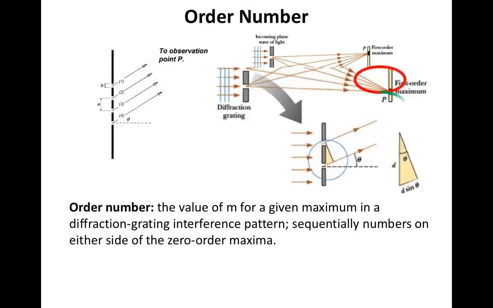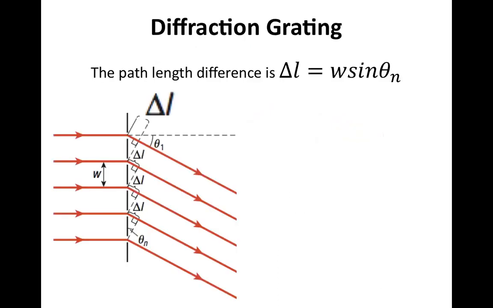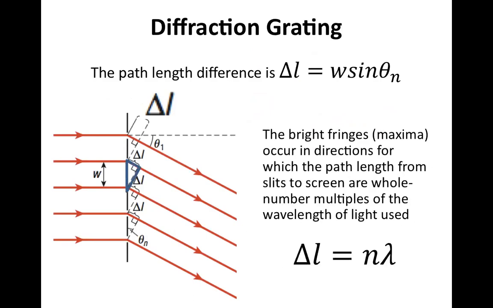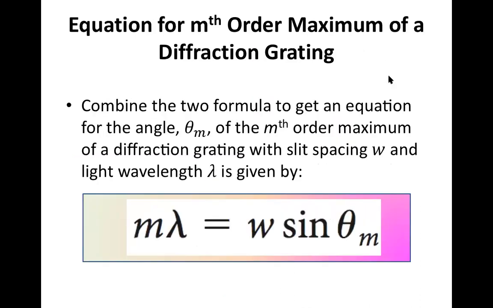derive an equation. So the path length difference for constructive interference has to be whole number multiples of the wavelength. So our path length difference has to be 2 times lambda, 3 times lambda, 4 times lambda. And the path length difference based on the diagram is W sine theta n. So we can put those together similarly to what we've done for the double slit or the single slit, and we get m lambda equals W sine theta.